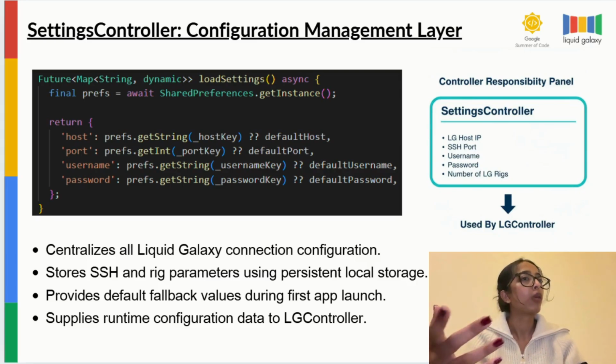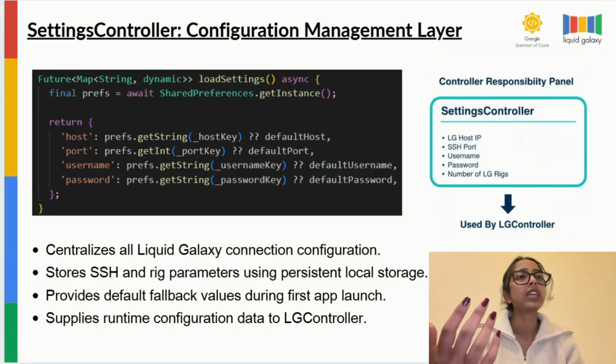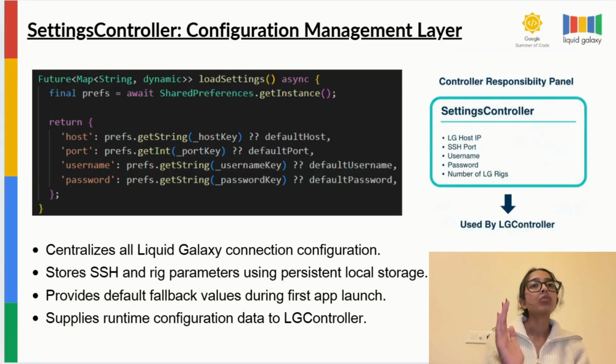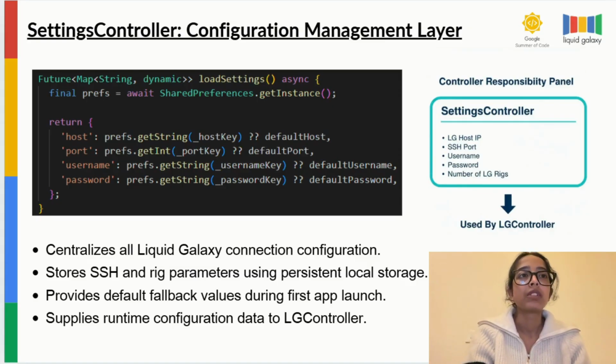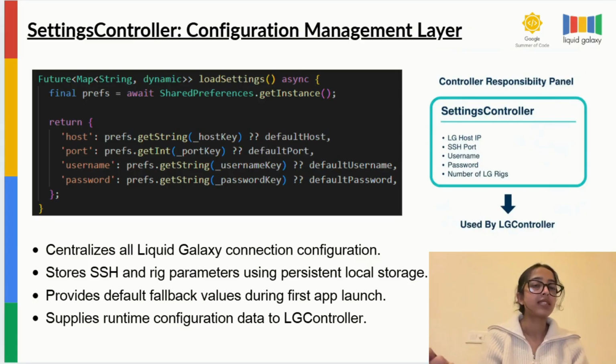So here the app loads saved values like host, port, username, password, and configuration using shared preferences. If some value is missing, the controller automatically falls back to a default value so the app can still start safely.